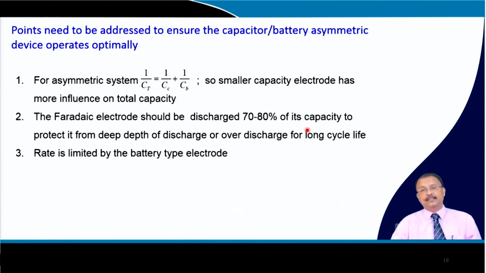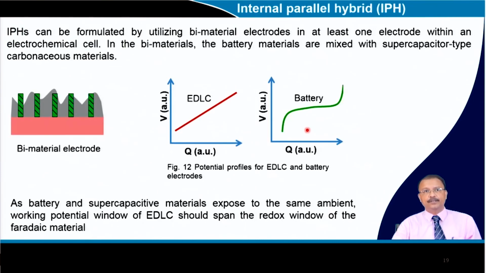And the rate performance of this kind of asymmetric system is entirely controlled by the battery, because diffusion is involved. Your capacitive material is always ready to work for larger current, but you will be limited by the battery type of material. So, these things you will have to keep in mind.